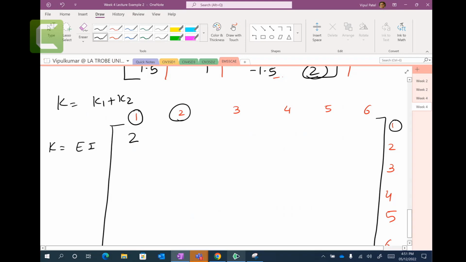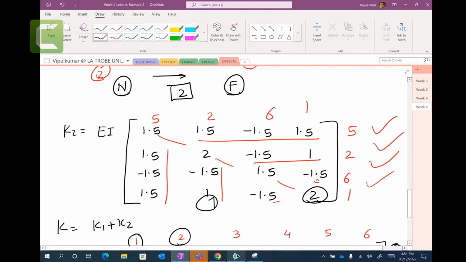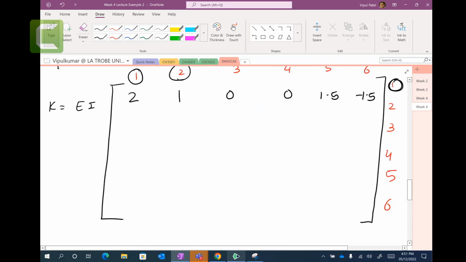Column 2, row 1. Column 2, row 1 is a 1. And similarly, you can just copy that. Numbers, if you have 2 numbers, you can add them.